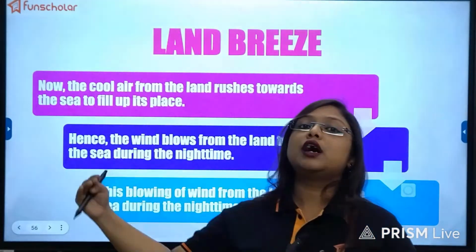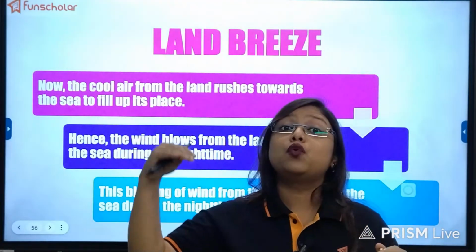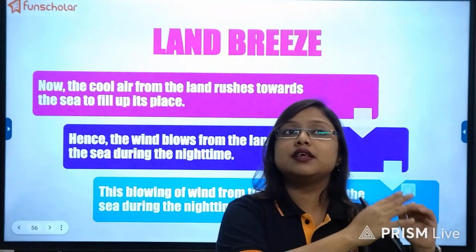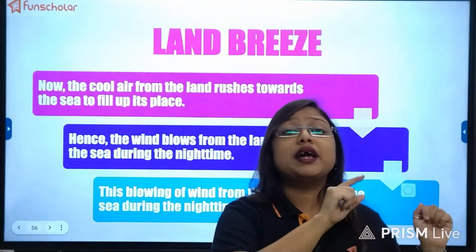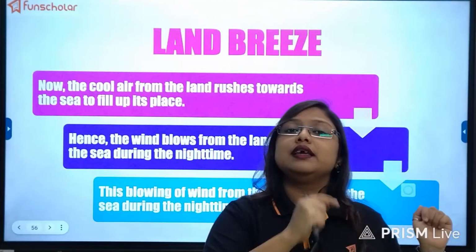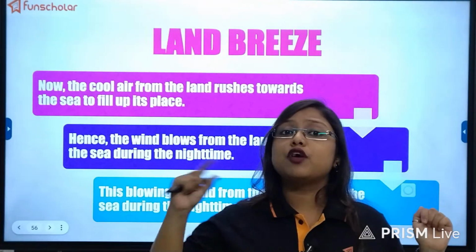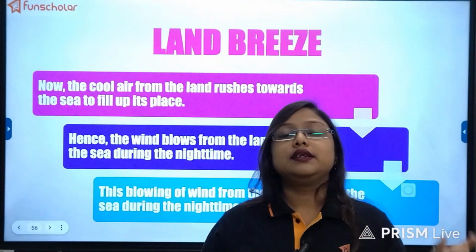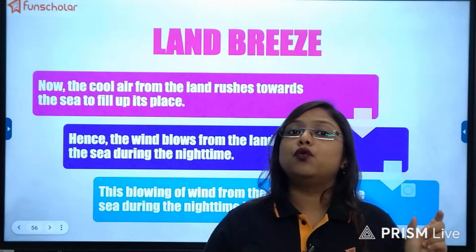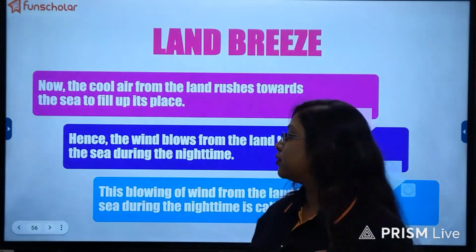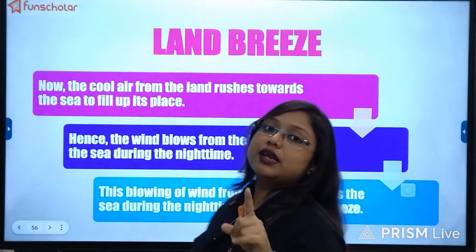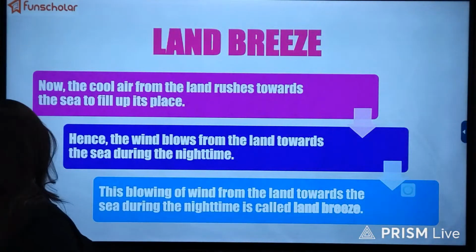Just like the cool air coming from the sea to occupy the space on the land is called sea breeze. The cool air is from the sea, that's why it's sea breeze. And now the air from the land, which is also cool, is the land breeze. Also, the first one is in the daytime and the second one is in the night time.